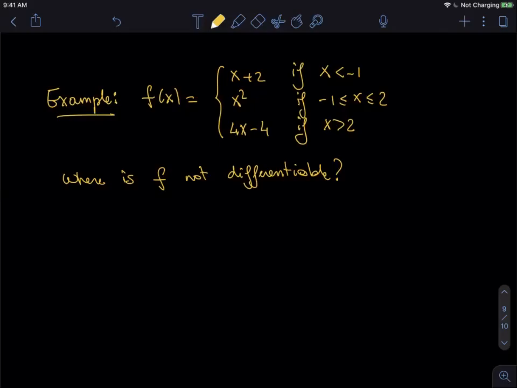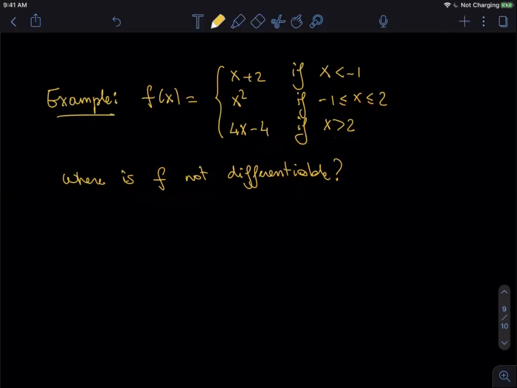Let's do one more example. So let's say now we have another function f defined piecewise, which is x plus 2 if x is less than -1, x squared if x is in between -1 and 2, both extremes included, and then 4x minus 4 if x is bigger than 2. And the question is, where is f not differentiable? All right.